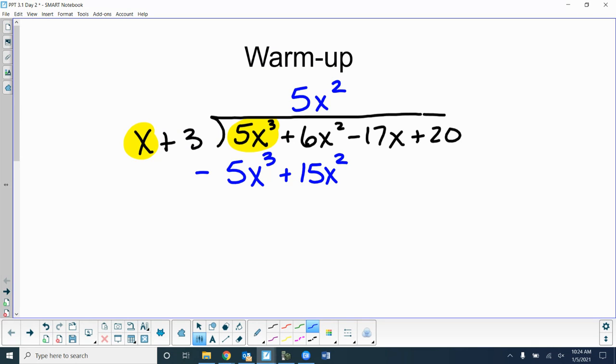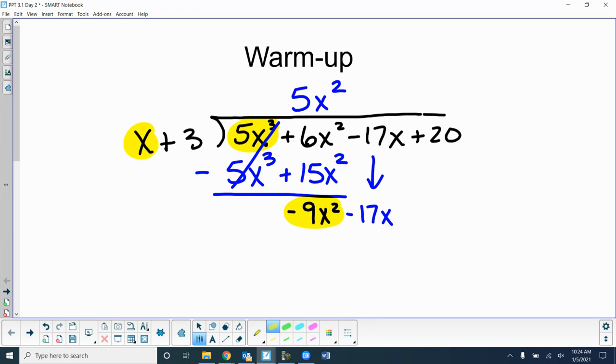So everything's lined up. Subtract. These should always cancel. Those first terms should always cancel. All right, then it's 6 minus 15, which is negative 9x squared. And then again, we're going to drop the next term and just start over. So again, I'm just worried about the negative 9x squared divided by the x, which is negative 9x. That goes up here. And then I multiply or distribute negative 9x times x and negative 9x times 3.